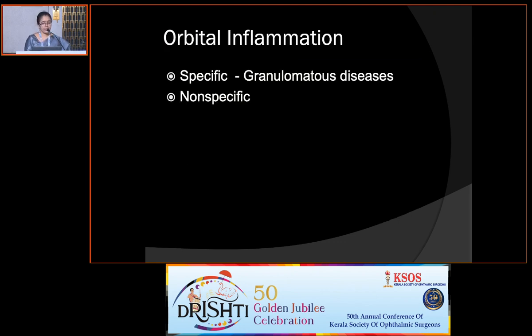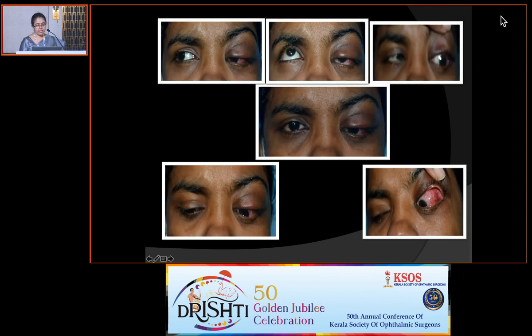Coming to the next set of lid edema, that is inflammatory. Orbital inflammation can be either specific or non-specific. Specific are primarily granulomatous diseases, then the non-specific. This is a young patient who presented to us with lid edema. We can see the nature of the lid edema. It is primarily localized to the lateral orbit. She had dacryoadenitis. You can see the enlarged lacrimal gland.